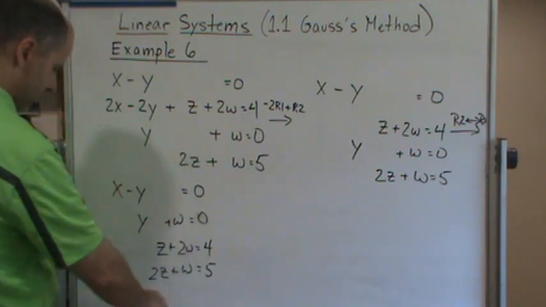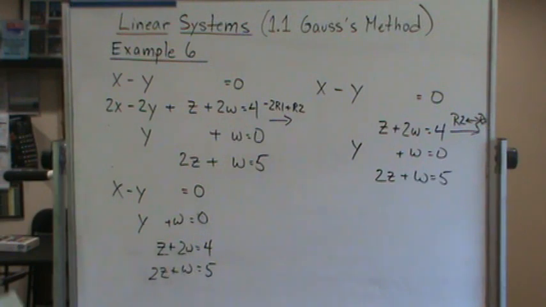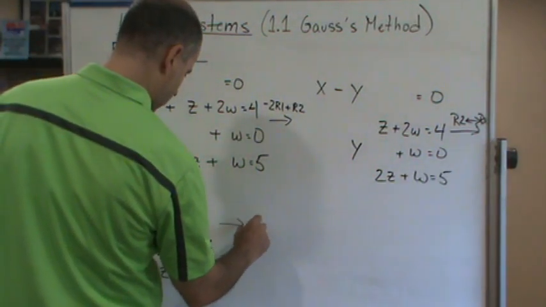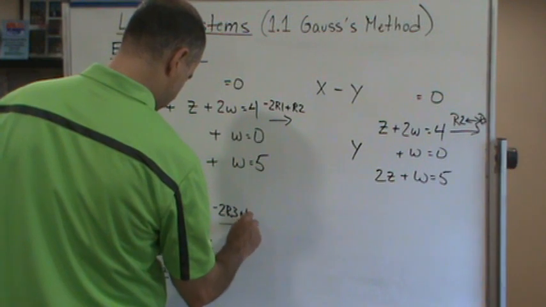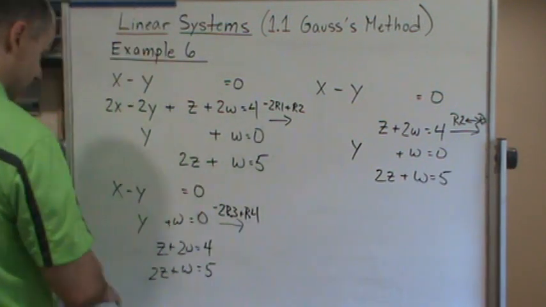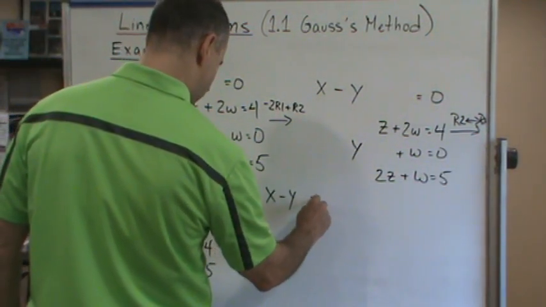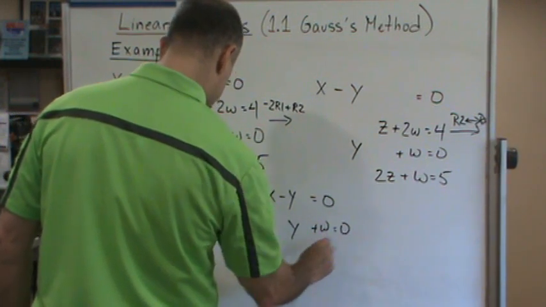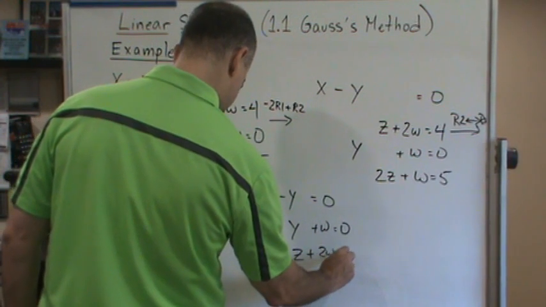So now let's do this. What I'm going to do is -2 times row 3 plus row 4. Now that means everything's going to stay the same except row 4. So I'm going to get x minus y equals 0, y plus w equals 0, z plus 2w equals 4.